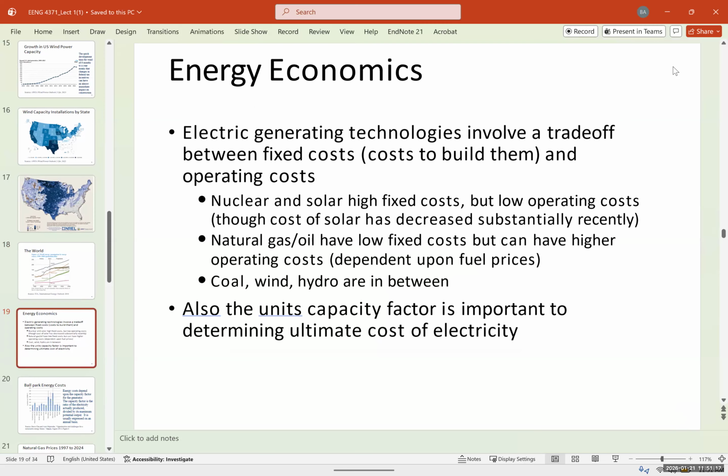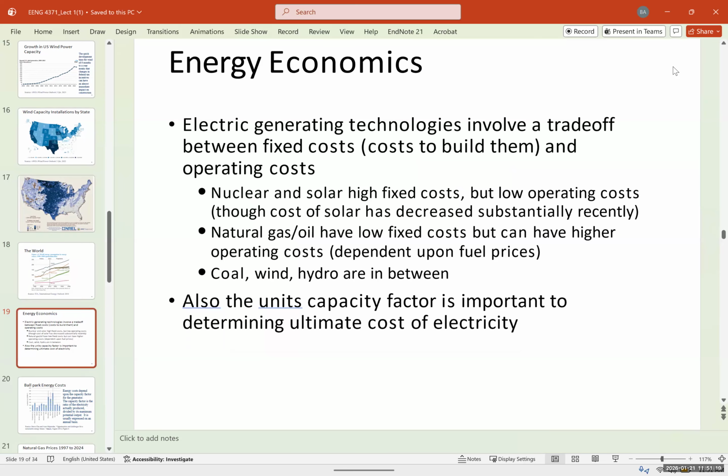So a little bit about energy economics. Electrical generation technologies involve a trade-off between fixed cost, or the cost to build them, and the operating costs. Nuclear and solar have high fixed costs but low operation costs, though the cost of solar has decreased substantially recently.